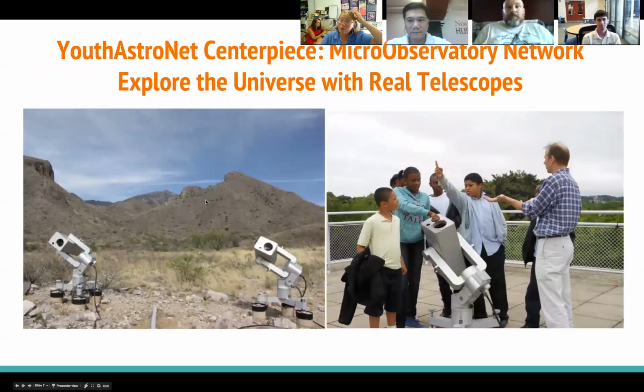So the thing we really want to do today is introduce you to the centerpiece of the Youth Astronet program, which is our MicroObservatory telescope network. Once again, the image on the left shows 2 of our scopes in Arizona at the Whipple Observatory. And on the right is a picture of the telescope on the roof here with some local students who learned to use the telescopes and got to come for an in-person visit.